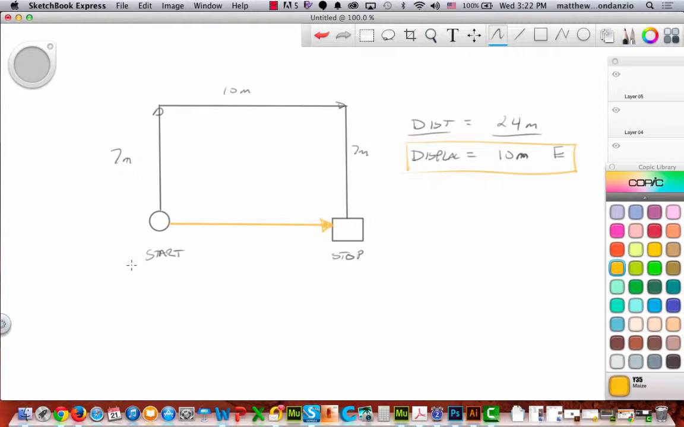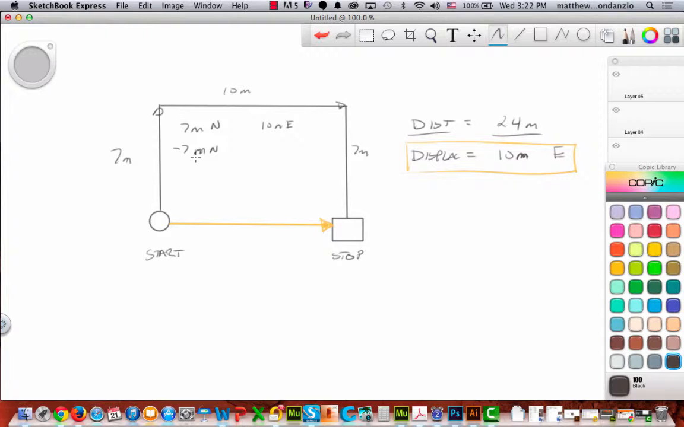Does that make sense? So in this case, I have traveled 7 meters north. I then traveled 10 meters east. And then I traveled negative 7 meters north, or 7 meters south.